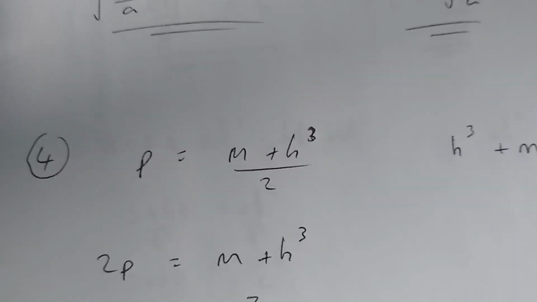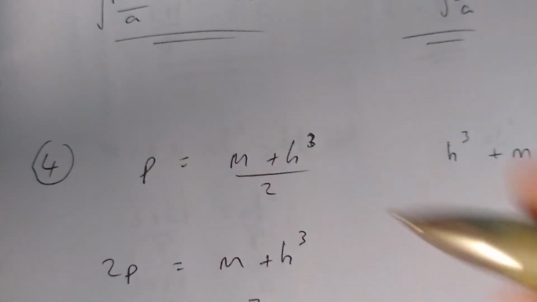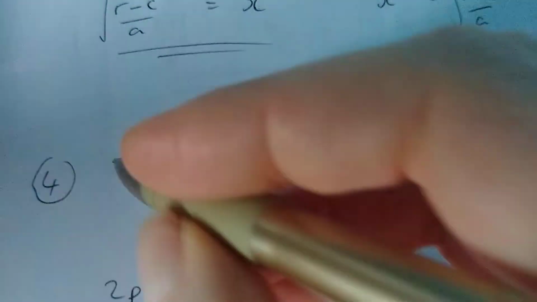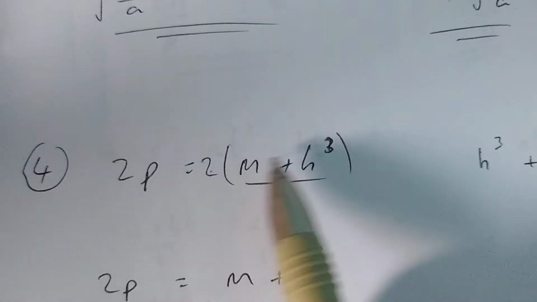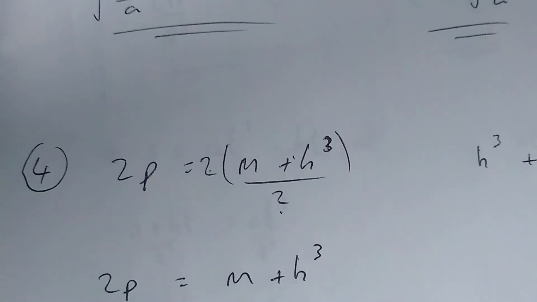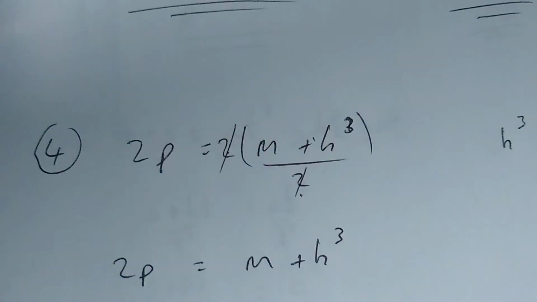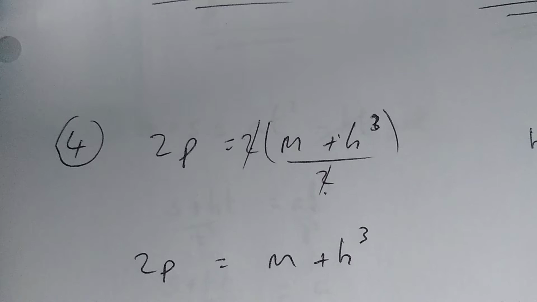So I need to undo that. So how do we undo dividing by 2? Well, we'll just multiply both sides by 2, we'll double both sides. So I'm going to say I've got 2 of absolutely everything here, and that'll be the same as 2 lots of p. So if I've got 2 of something divided by 2, I've just got 1 of them. 2 divided by 2 is just 1. So basically that and that cancel out. So I'm left with 2p equals m plus h cubed.